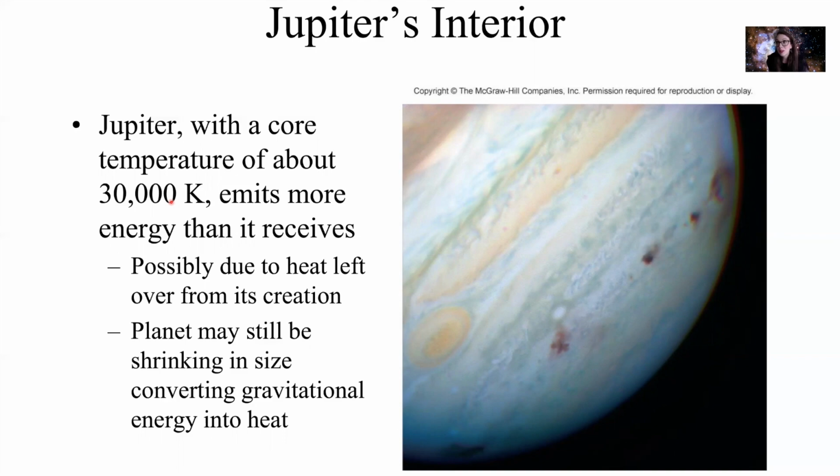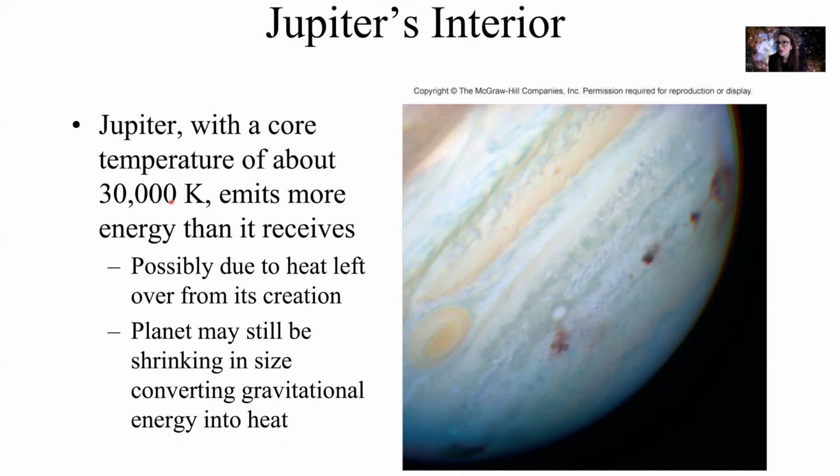When we see Jupiter, what we're seeing is light being reflected off the surface of Jupiter. That light is light from the sun being reflected off the surface of Jupiter, and that's what we see with our eyes when we observe Jupiter. So this intense heat of Jupiter of about 30,000 Kelvin is due to heat left over from its creation in the early solar system. And the planet may also still be kind of condensing and shrinking in size, and that converts gravitational energy into heat.